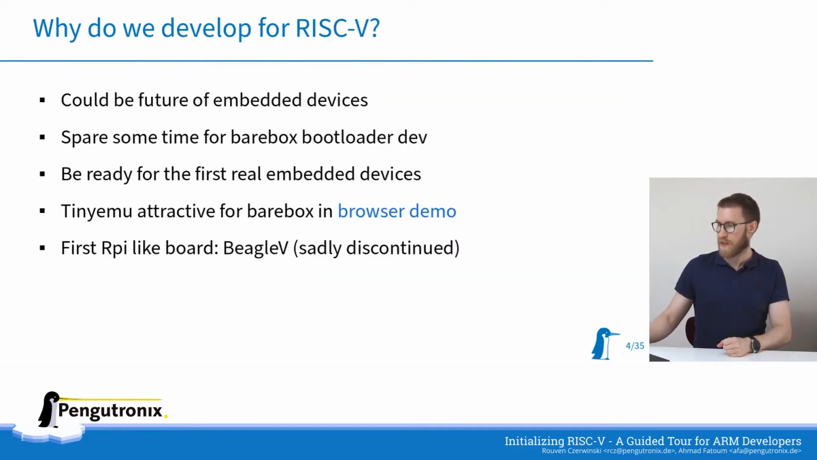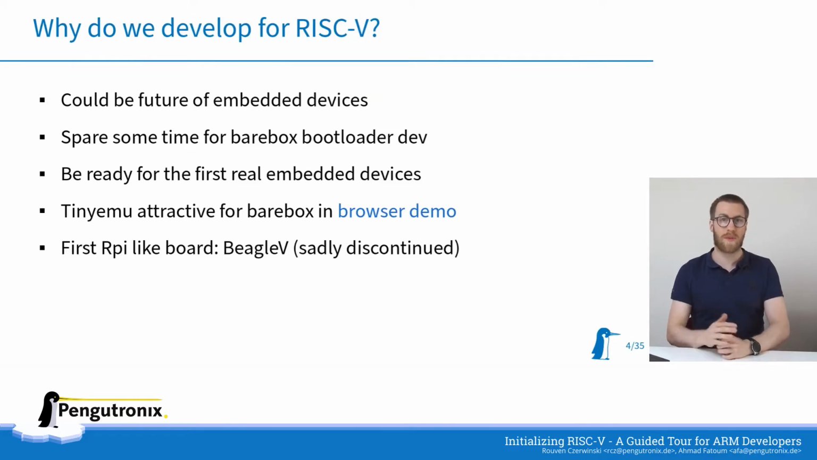Why do we develop for RISC-V? Why should we start investing time into an architecture where we can't even buy Raspberry Pi-like devices yet? RISC-V could very well be the future of embedded devices. We just don't know it yet because we haven't seen devices out in the field which fit our use cases with larger Linux systems and integrations.